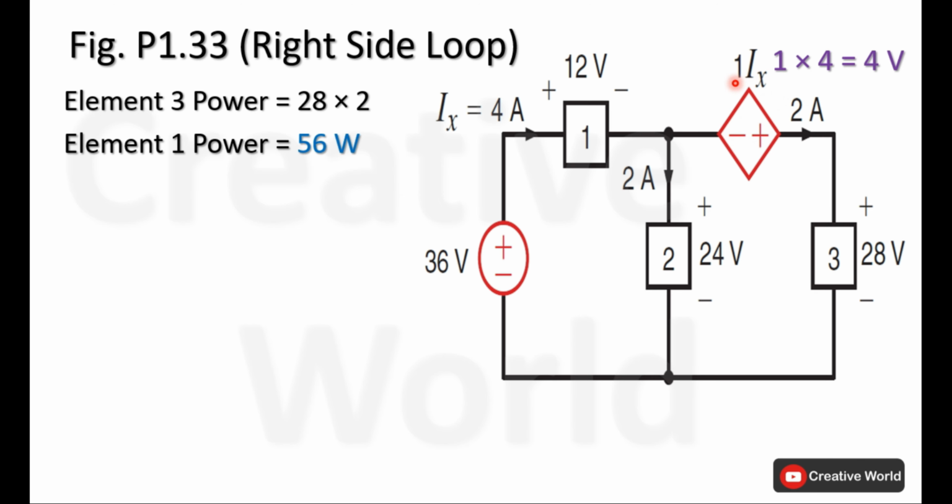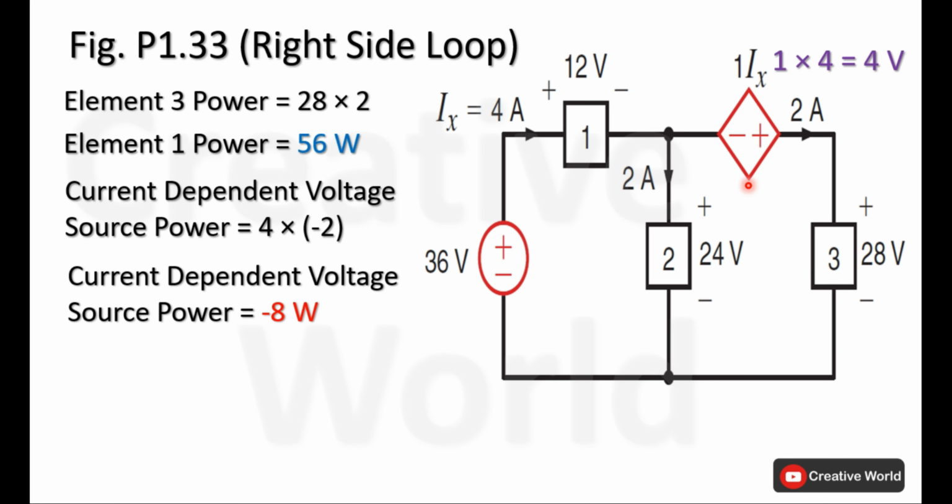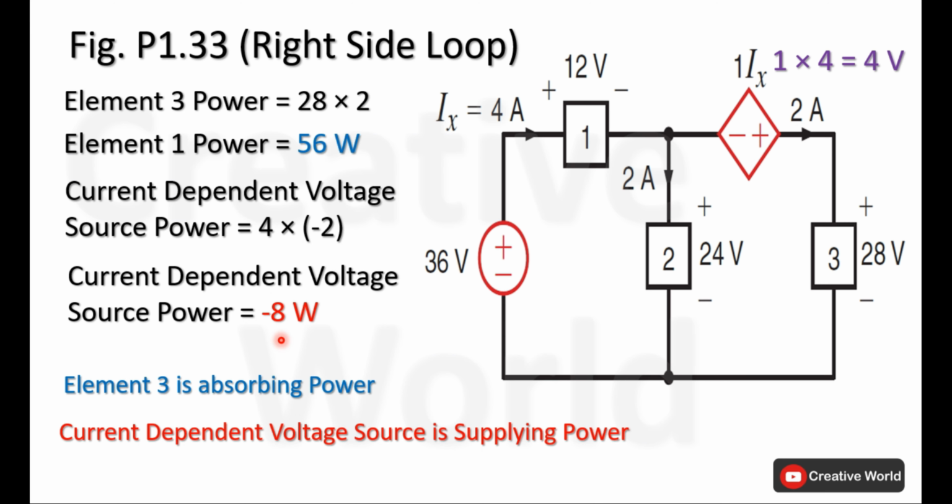Now we have voltage across it and current through it. We can calculate the power of this element, which will be 4 volt across it and current 2 ampere. Now in this case the current is entering from the negative side and leaving from the positive side. So this current will be taken with minus sign. So the power of the current dependent voltage source will be minus 8 watt. And this 8 watt is being supplied to the circuit because of minus sign. Element 3 is absorbing power because of positive sign with power, and the current dependent voltage source is supplying power because of minus sign with it.